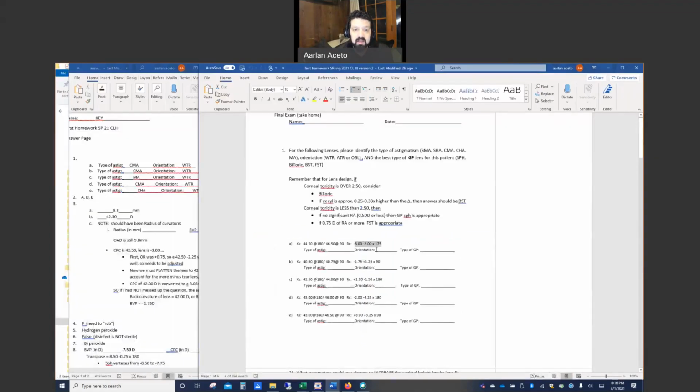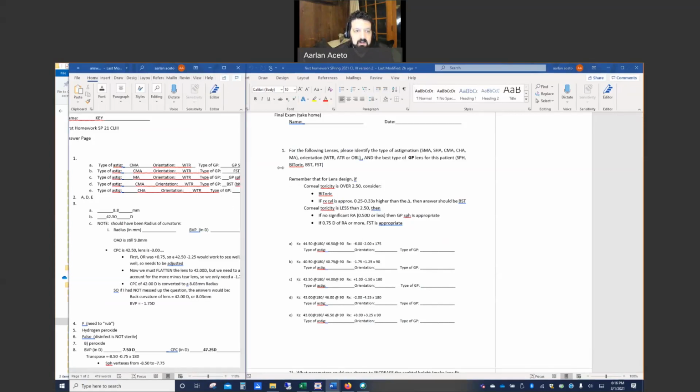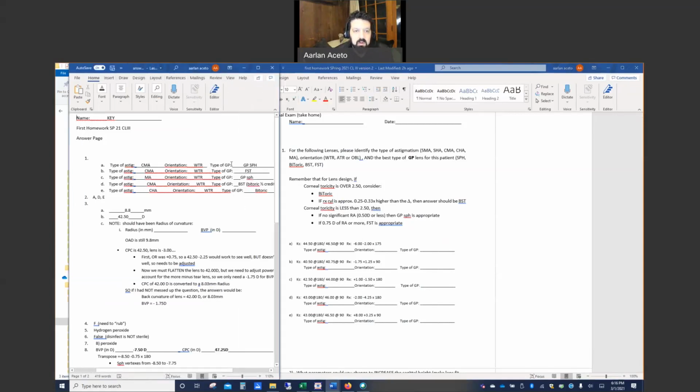Pretty simple stuff. The orientation, if in -CIL, it's at 180 plus or minus 30. It's with the rule. And to determine whether it's, again, it's less than 2 diopters of corneal toricity, delta K is less than 2. So we're going to use either a GP sphere if there's very little RA. If there's a lot of residual astigmatism, we're going to have to put something on the front to correct for it in addition to the tear lens. And in this case, it's 2 with the rule, 2 with the rule. This would be a GP sphere. So the answer to the first one is compound myopic with the rule, GP sphere.